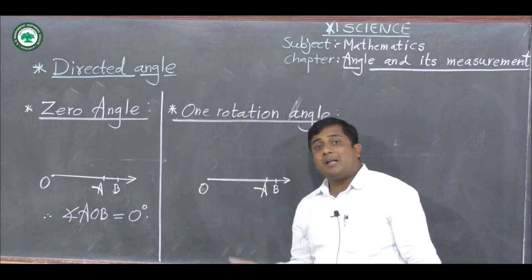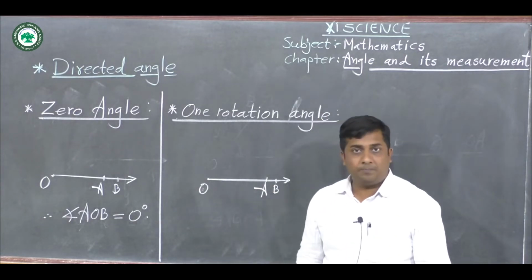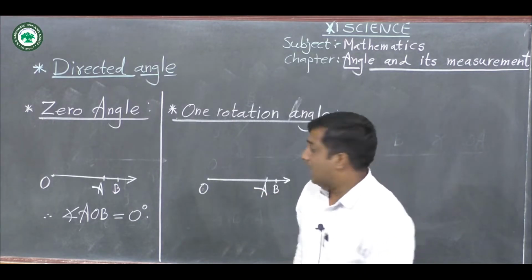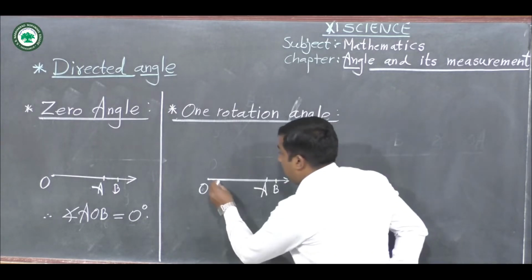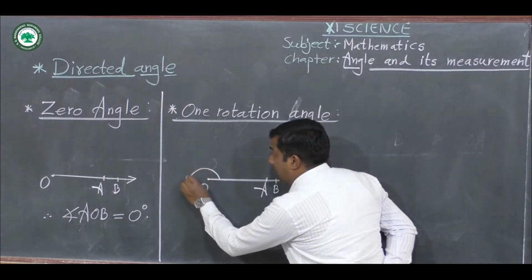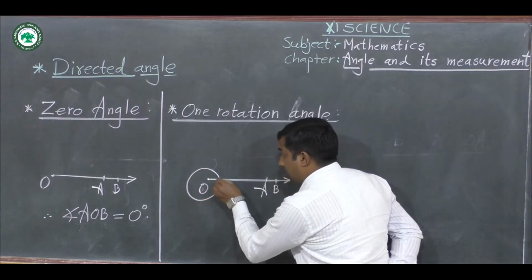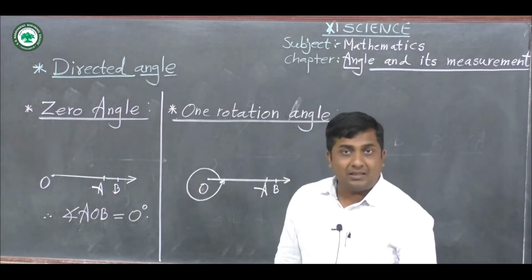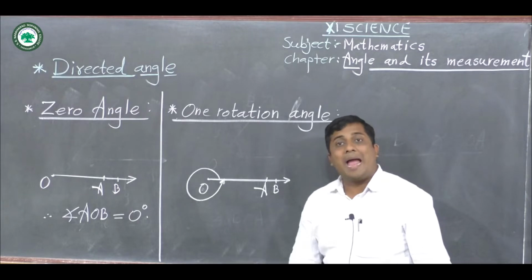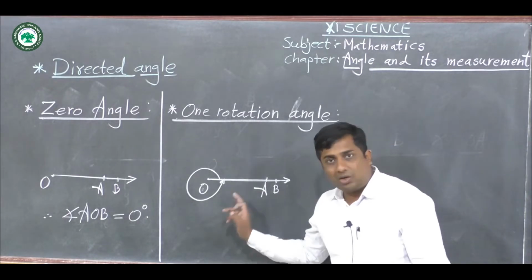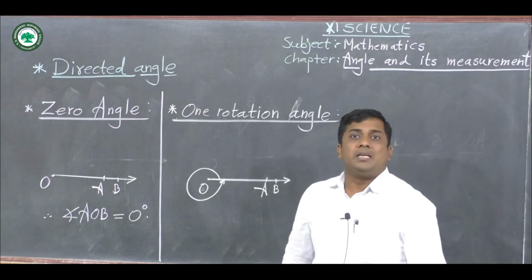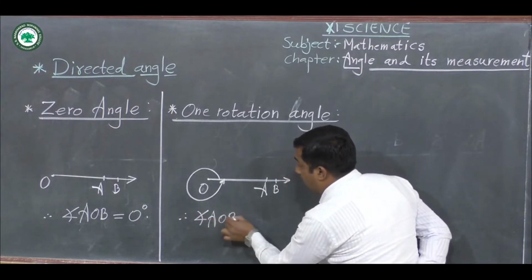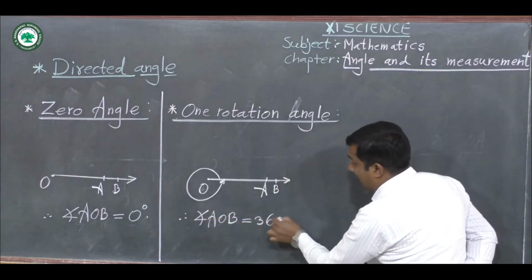Ray OA and ray OB are on the same line. That is, OA is the initial ray, OB is the terminal ray. One complete rotation means from OA up to taking the position of ray OB, then the angle generated is called one rotation angle. Here we consider rotation anti-clockwise. If rotation is anti-clockwise, then the angle generated is always positive. So the measure of angle AOB is 360 degree.